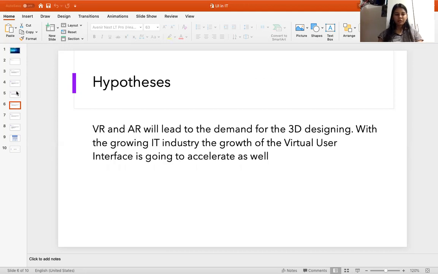In the sixth slide, we have the hypothesis. In the hypothesis, we can say that VR and AR will lead to the demand of 3D designing. With the growing IT industry, the growth of virtual user interface is going to accelerate as well. So AR and VR technologies are going through a period of rapid acceleration. These technologies have led to exponential growth in the demand for 3D design skills.